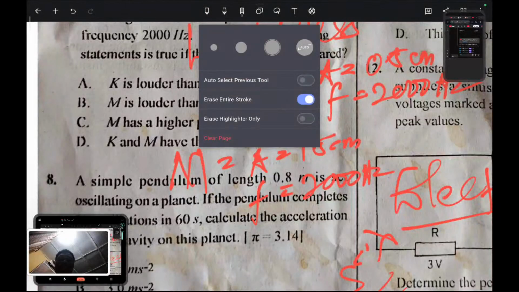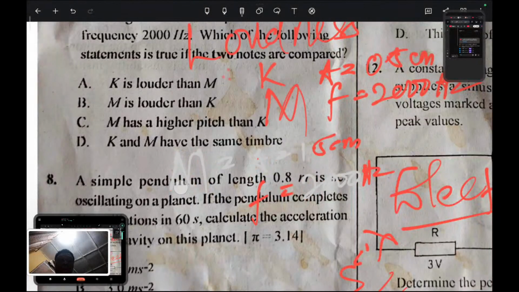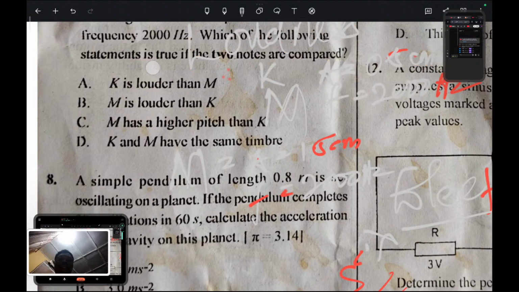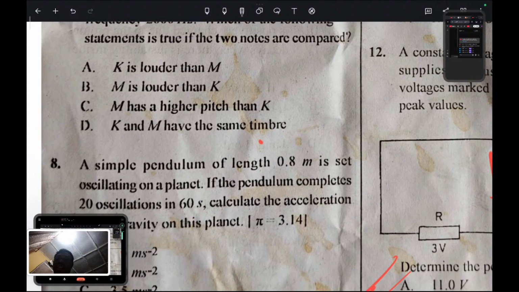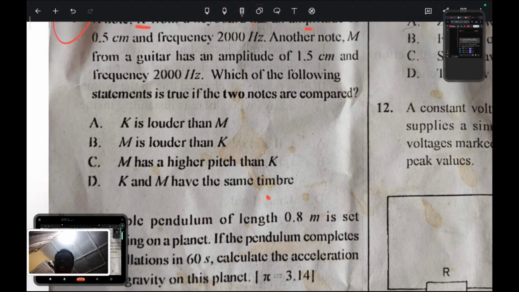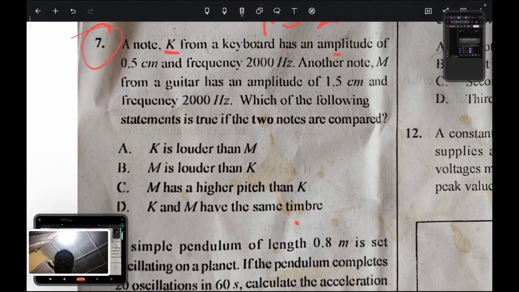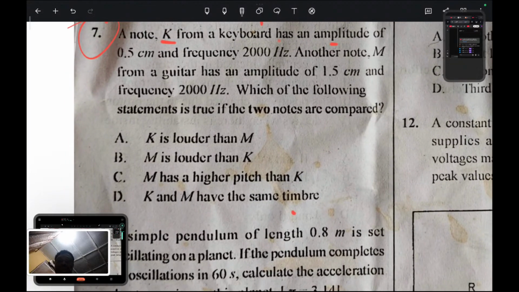If you are joining me, drop your answer in the comments. Which of these options now is the correct answer? I've given you the guide, and with this, you should be able to know the answer. Drop your answer in the comments. Let me see which of these options is correct based on my explanation. So if you have written that M is louder than K, then you are correct.